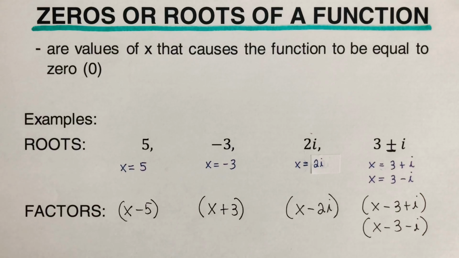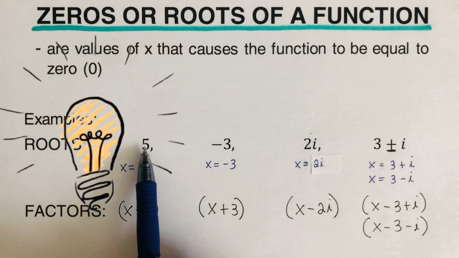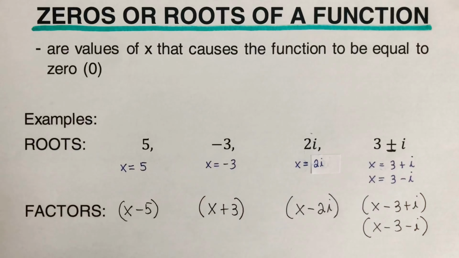So pretty much the trick is, if we are given the roots in either of these notations, all we need to do is switch the sign of the root, put it next to the x, and put these two binomials inside the parentheses.